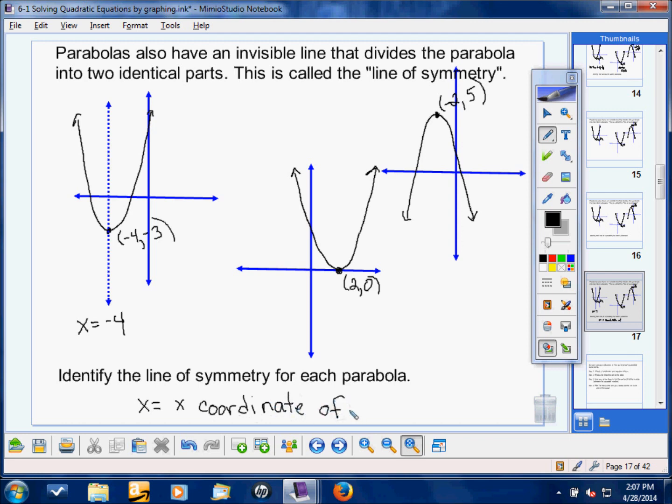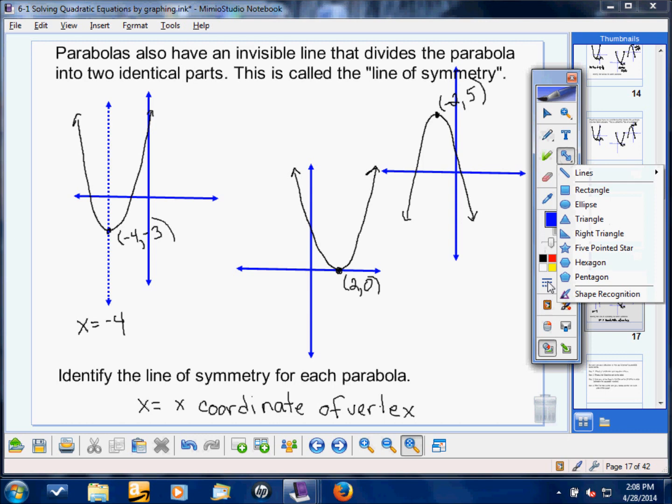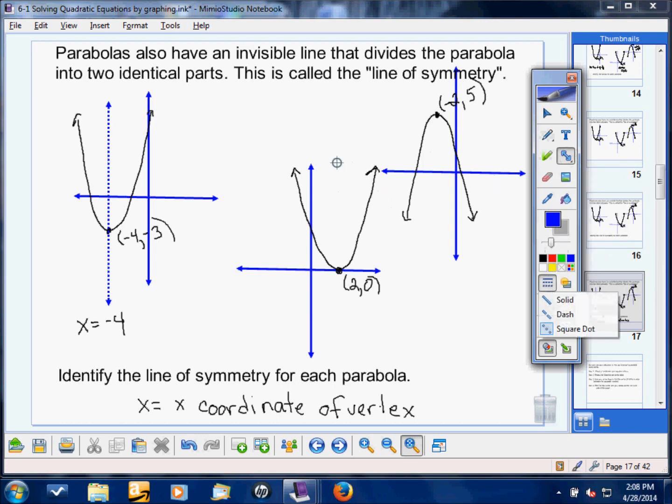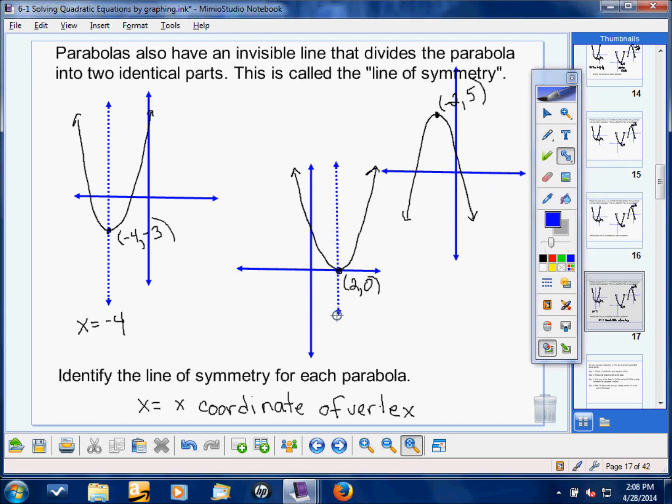So once you find your vertex, finding the line of symmetry is super easy. So here we said this is the vertex. I'm going to sketch in the line of symmetry, and you're going to think about what the equation would be. This one will be what? X equals 2. If you do not write the x equals and you just write 2, you'll get points off, because it's the actual equation.